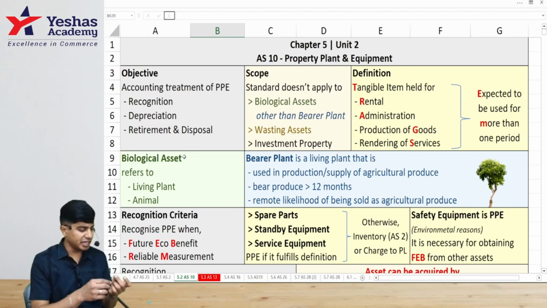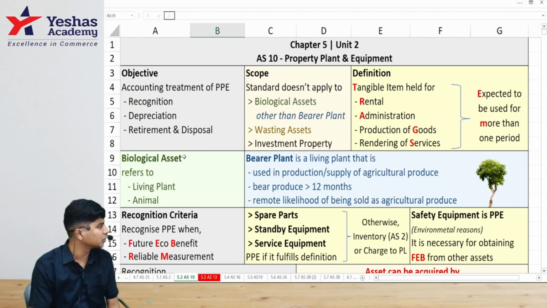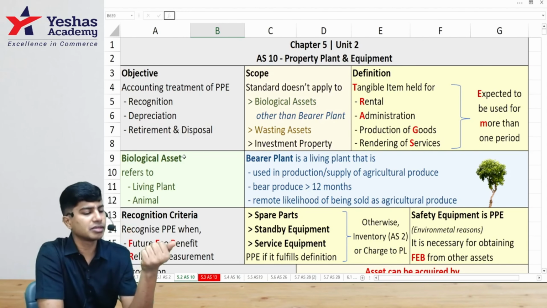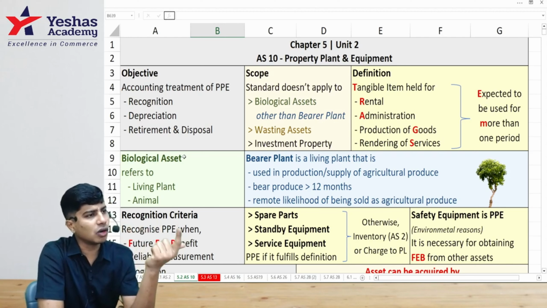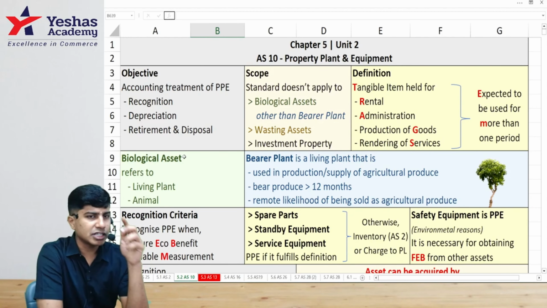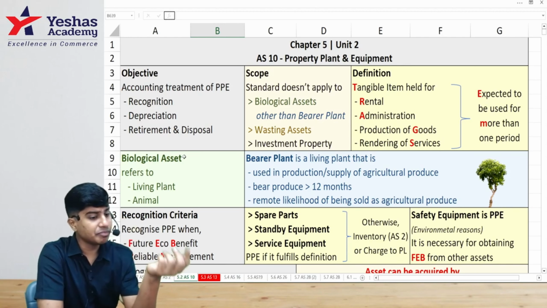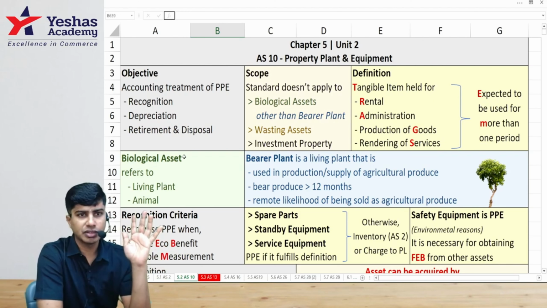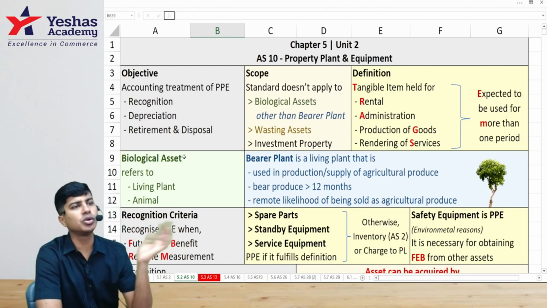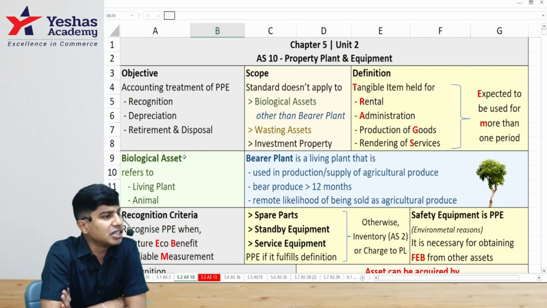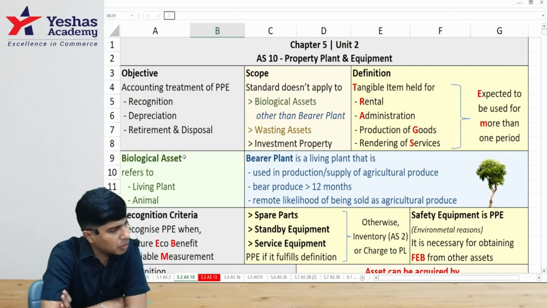Let's begin. When we started with AS10, we learned the objective of AS10 to start with. What is the objective? The objective is to learn how to recognize, how to depreciate, and how to account in the case of retirement or disposal of property, plant, and equipment. The scope of the standard clearly defines that AS10 does not apply to biological assets, wasting assets, and investment property.